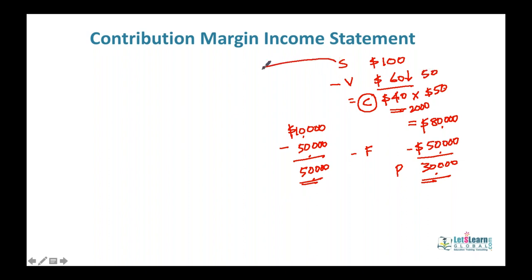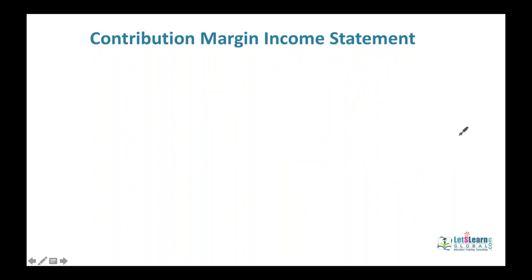No, you just increase the selling price to $110. Variable cost remains the same, but you increase the selling price. Say for example, minus $60 variable cost, giving $50. It will give you the same. So the higher the contribution, the higher the profit.